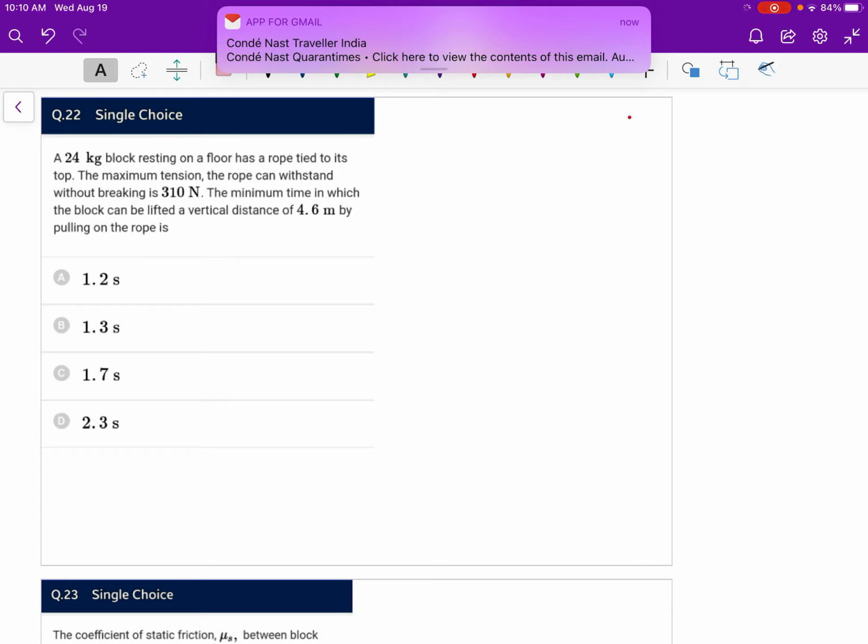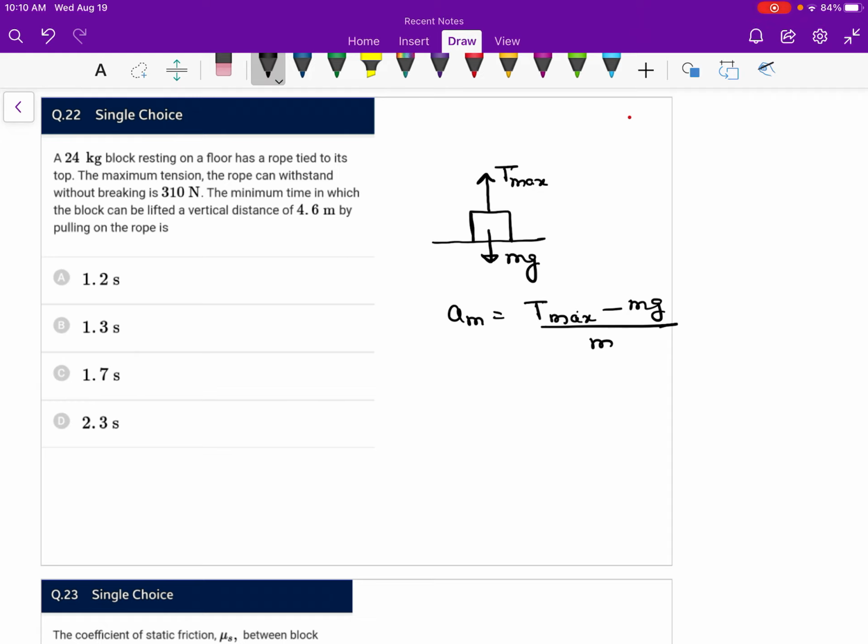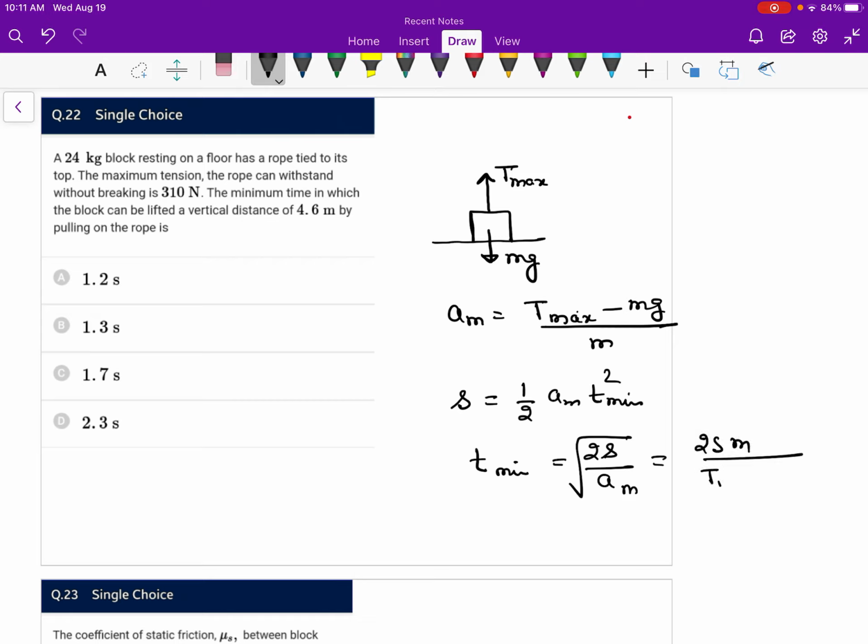A 24 kg block resting on a floor has a rope tied to its top. The maximum tension is given. So this is the block, T max is acting upward, mg downward. So maximum acceleration is (T max minus mg) upon m. Now S is half a max T minimum square, so T minimum is the square root of 2S by a max. Substituting a max, it is the square root of 2S m upon (T max minus mg).